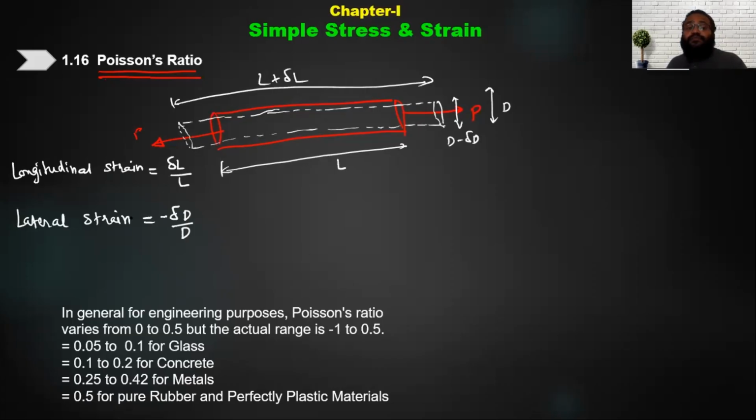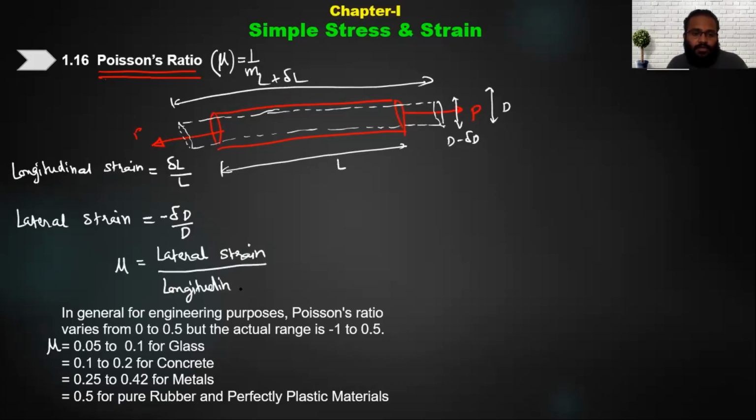Now the ratio of these two is known as Poisson's ratio, and that is denoted by the letter mu, or it is also known as 1 by m. Now what is this mu? This mu is nothing but the Poisson's ratio. So mu is the lateral strain upon the longitudinal strain. So what is lateral strain? Delta L upon L, and longitudinal strain, minus delta D upon D. So therefore it can be negative also.